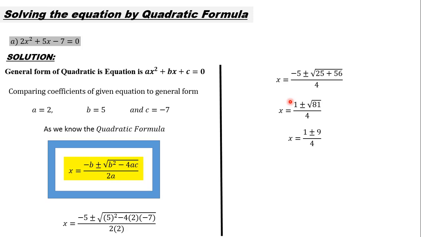There are two signs, 1 plus 9 and 1 minus 9. So we can write it separately: x equals 1 plus 9 divided by 4 and x equals 1 minus 9 divided by 4. 1 plus 9 equals 10, 10 divided by 4, or if we simplify it, we are going to get 5 divided by 2. 1 minus 9 divided by 4 is minus 8 over 4 and x is equal to minus 2. Students, you can see clearly over here, we are getting the same values of x that we got in the factorization method.